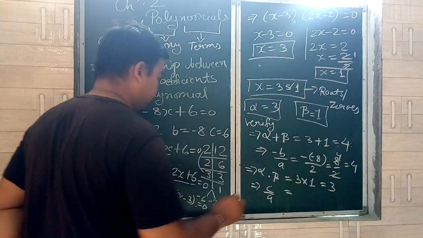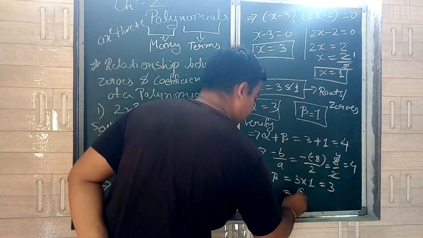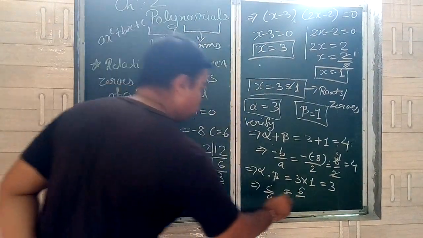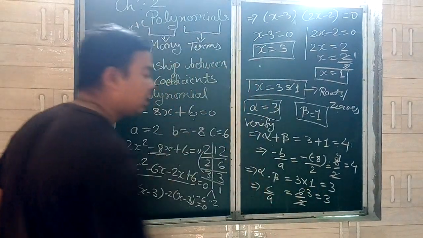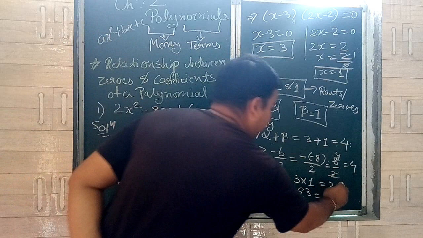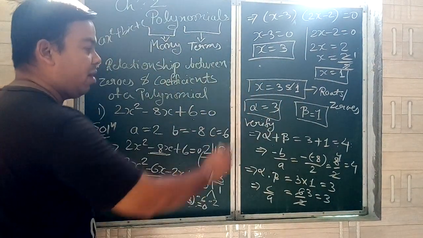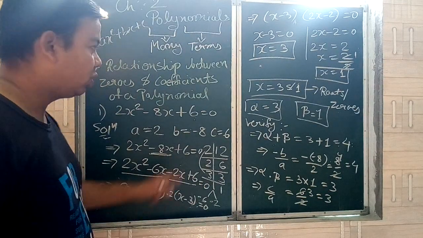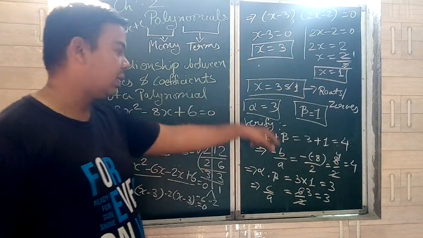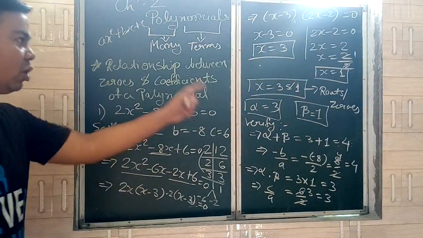C is 6 and a is 2. So 6 divided by 2 is 3. So these two are the same. So this is called verify. The answer is the same, so our solution is correct. Okay, let's note this down.